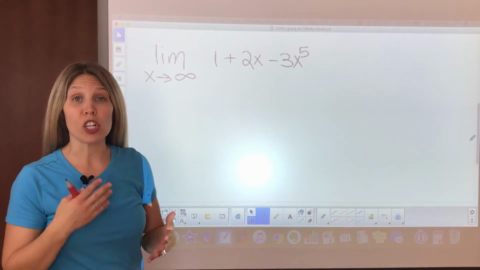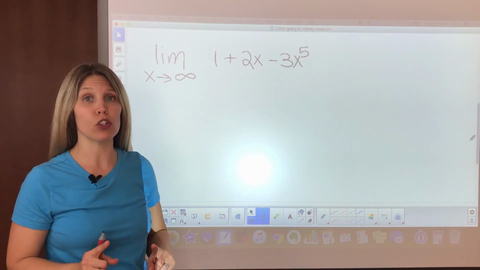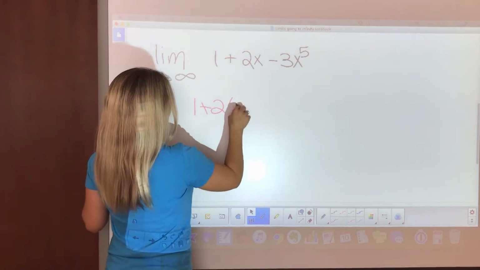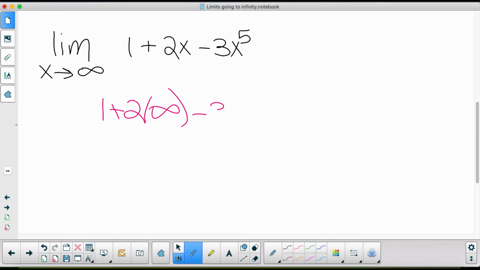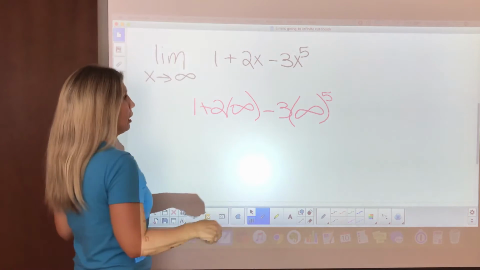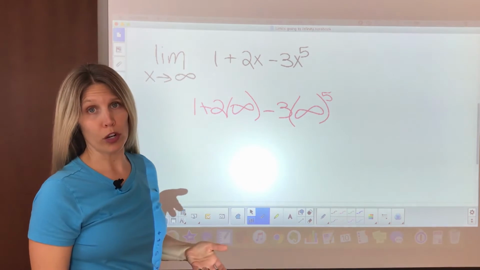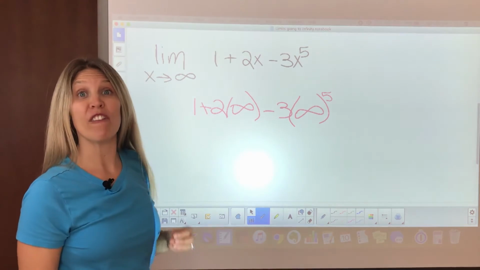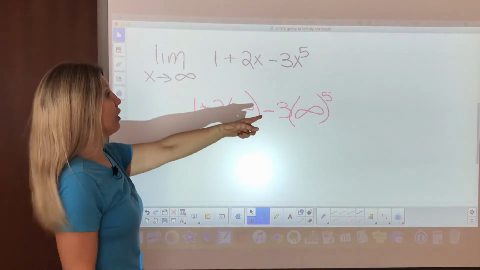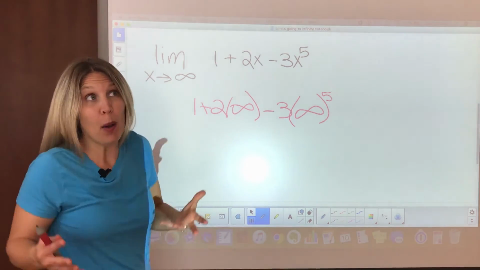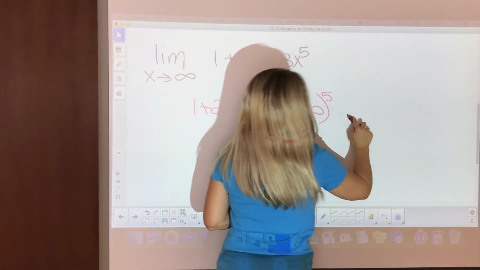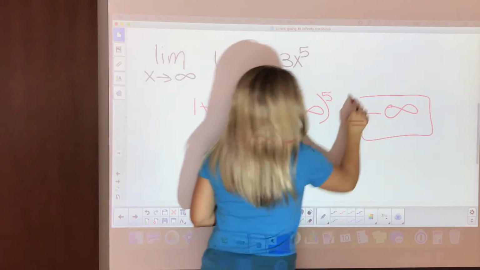Let's try another one where we're just plugging in first. That's always your first strategy. Try to plug it in. So we have 1 plus 2 times infinity minus 3 times infinity to the 5th. All right, so here's a tricky question. What's bigger, 2 times infinity or infinity to the 5th power? Infinity to the 5th power is a bigger infinity, if you will, and because he is negative, this guy is headed to negative infinity.